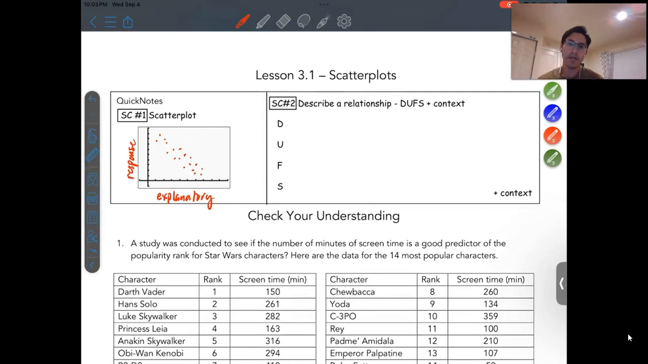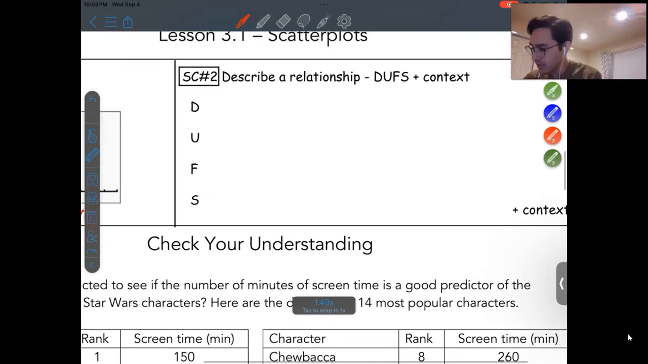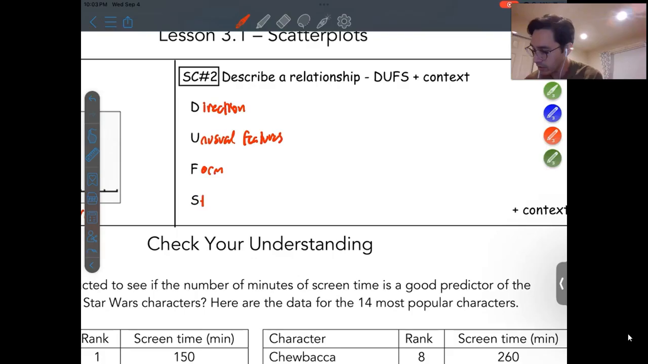All right, the second big idea here is, how do you describe that relationship? What are the key components that you need to have in the response? So remember the acronym DUFS. So that's direction, unusual features, form, and strength. Now, as far as direction is concerned, you're going to see some scatter plots that show a positive relationship, some that show a negative relationship, and yet there's going to be others that have a random pattern, so there's really no relationship.